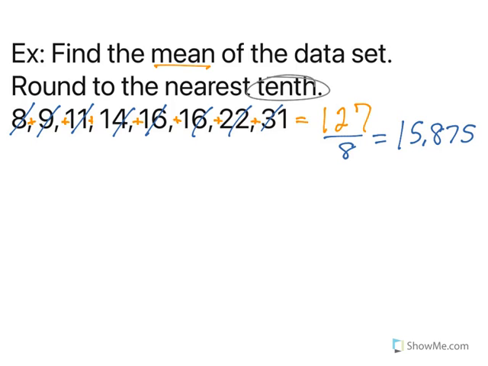Well, the directions say round to the nearest tenth. So 8 is in the tenth spot. I go one place past to the 7. 7 tells me to round up. So my final answer is 15 and 9/10. So my mean falls about right there, right before the 16 in the data set. And that is finding the mean of a set of data.